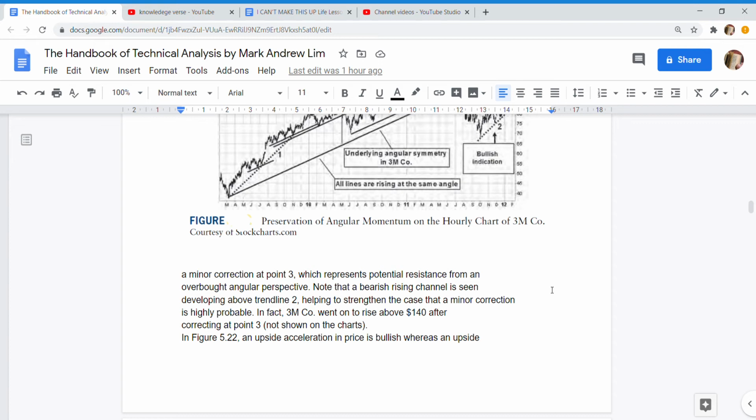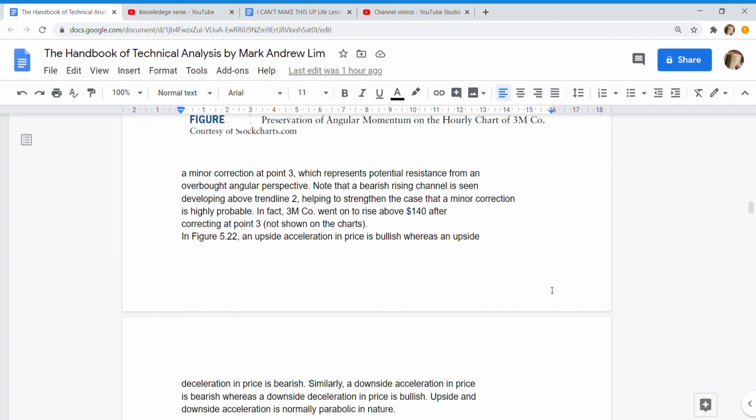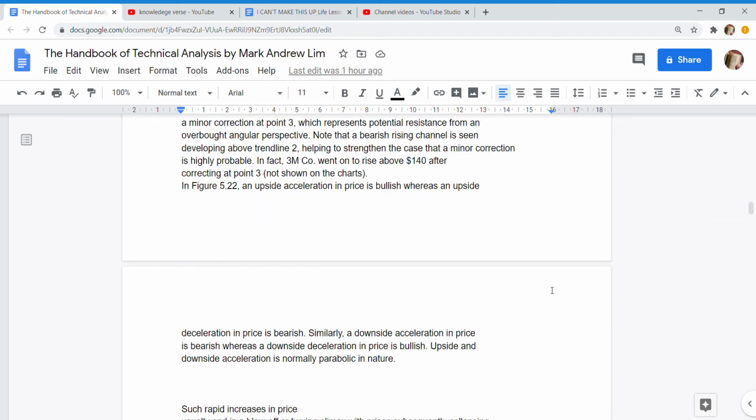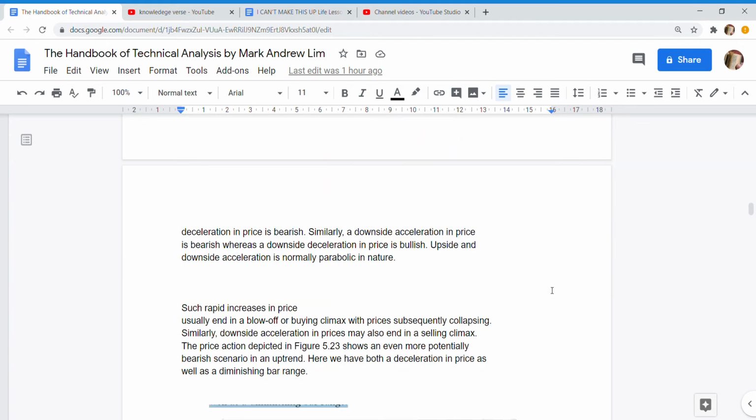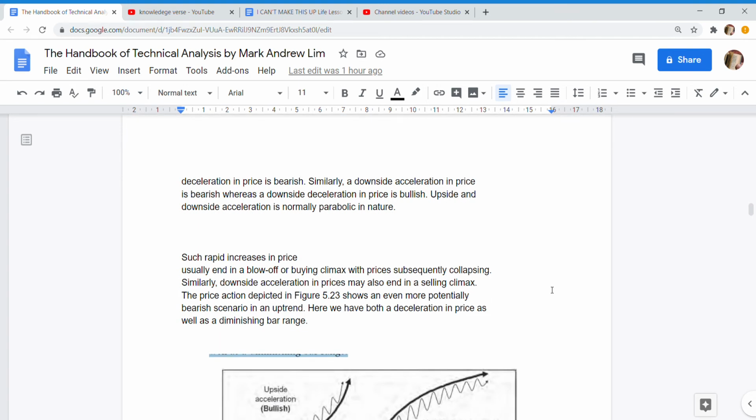In Figure 5.22, an upside acceleration in price is bullish, whereas an upside deceleration in price is bearish. Similarly, a downside acceleration in price is bearish, whereas a downside deceleration in price is bullish. Upside and downside acceleration is normally parabolic in nature. Such rapid increases in price usually end in a blow-off or buying climax, with prices subsequently collapsing. Similarly, downside acceleration in prices may also end in a selling climax.